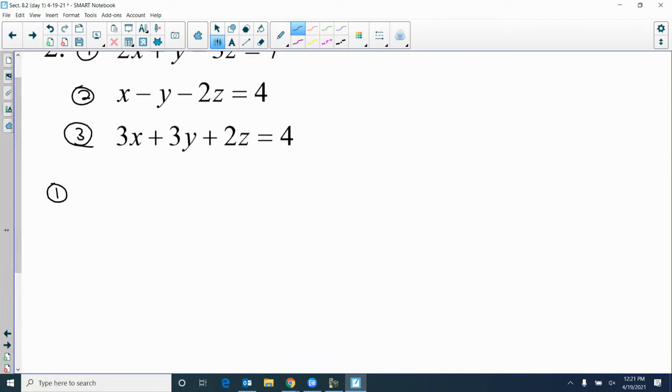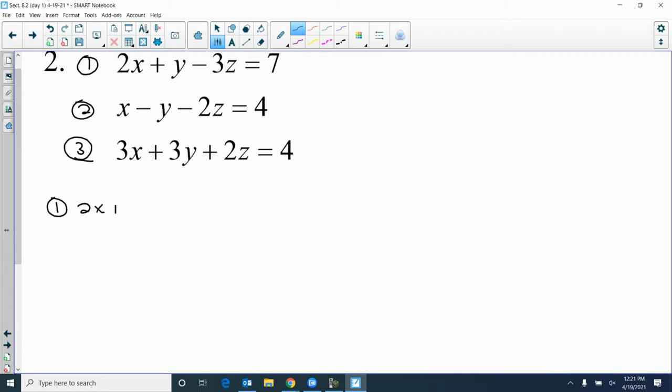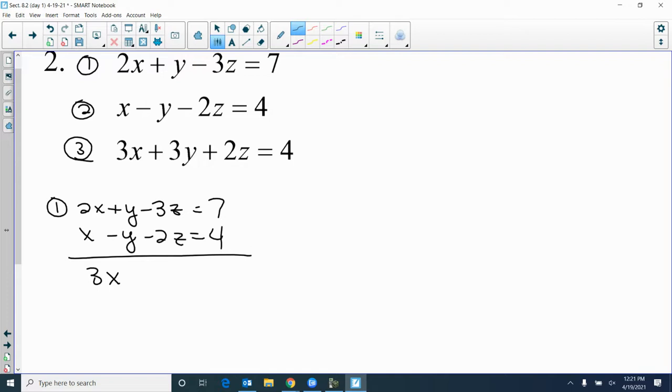I'm going to take equation 1, which is 2x plus y minus 3z equals 7. X minus y minus 2z equals 4. And I get 3x. That does add up to 0. Minus 5z equals 11. All right, it doesn't give us like an actual answer this time. Every now and then it will. But it at least whittles it down to one less variable.